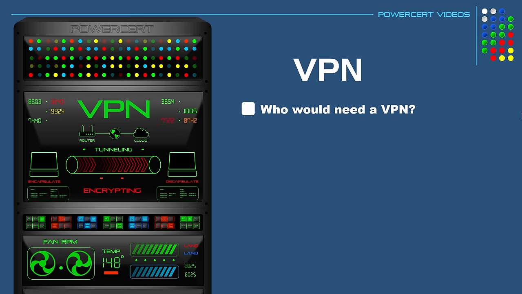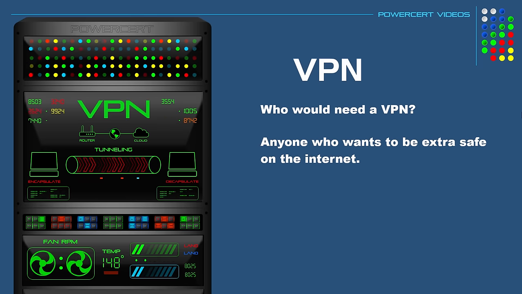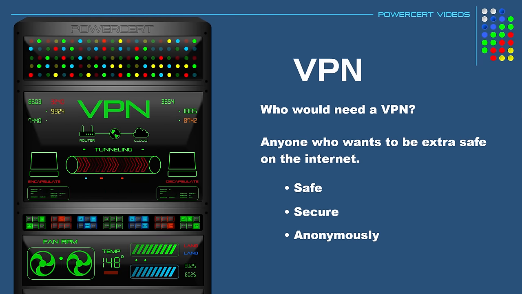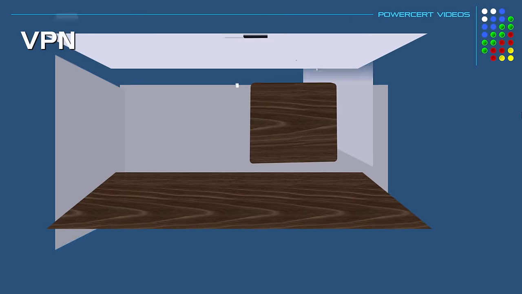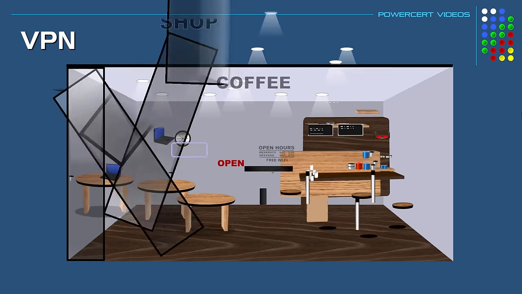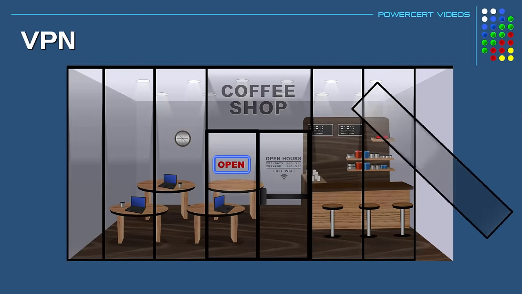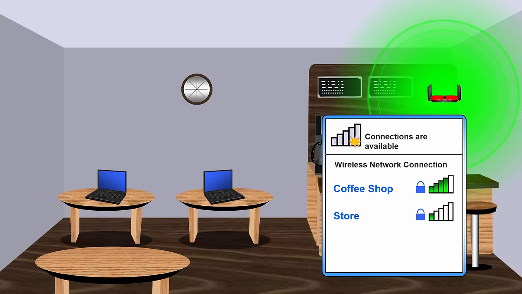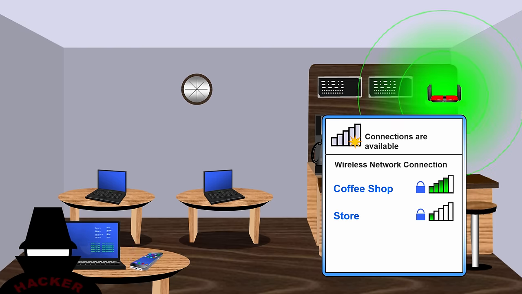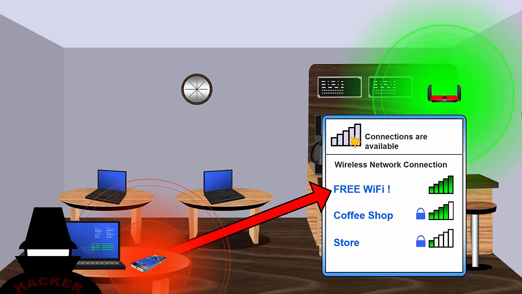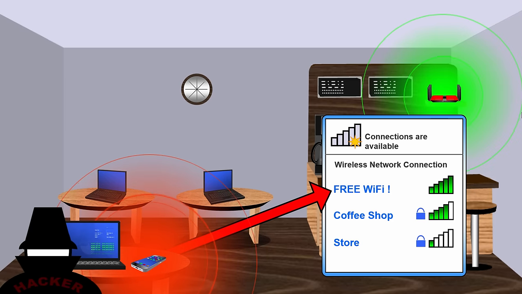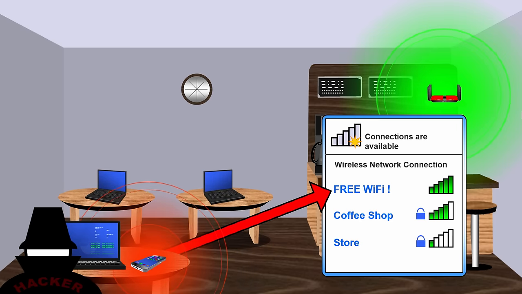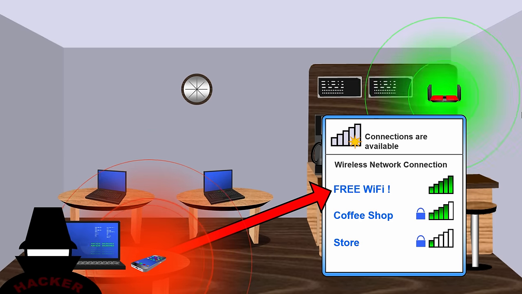So who would need a VPN? Well, a VPN is for anyone who wants to be extra safe on the internet. It reassures that you're surfing the internet safely, securely, and anonymously. And if you're the type of person that uses a lot of public Wi-Fi networks, such as in hotels, airports, and coffee shops, well, in that case, it should be mandatory that you use a VPN. Because a lot of cyber criminals will create a free Wi-Fi network in a public place, and they'll make it look legit. And when people connect to it, thinking that it belongs to that place that they're in, they are really connecting to the cyber criminal's network, where the criminal can steal their data.